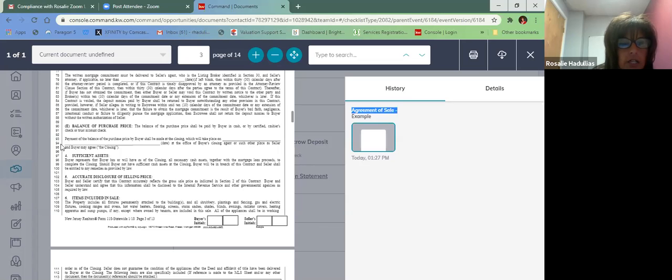Okay. So line 9B or E, balance of purchase price. That's where you would put the closing date. I usually do 2 weeks after the mortgage commitment. So that would be, I don't know, September 20th. So it would be sometime at the end of September, and that would go right in there.